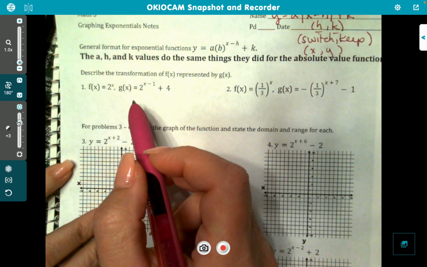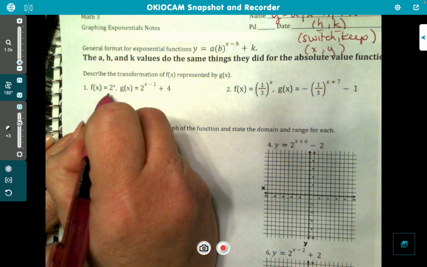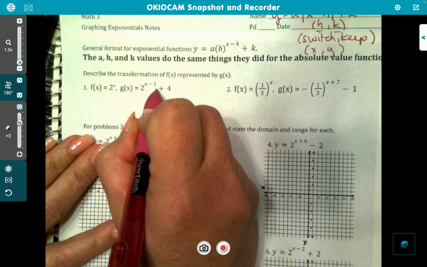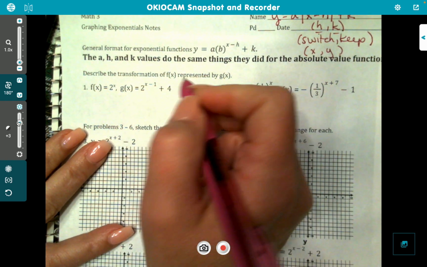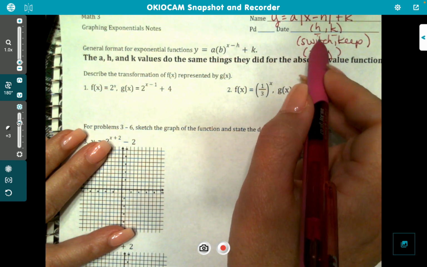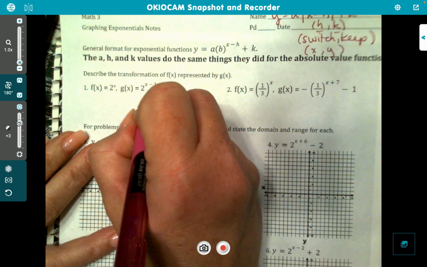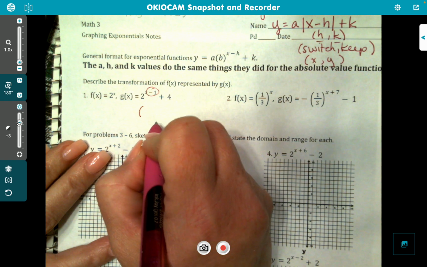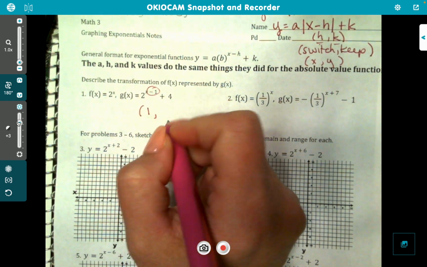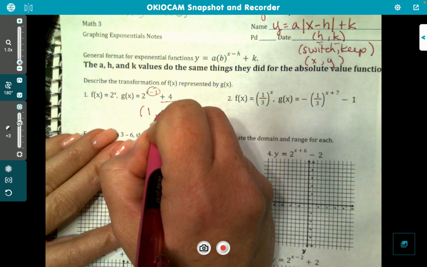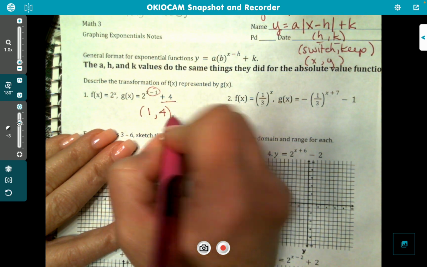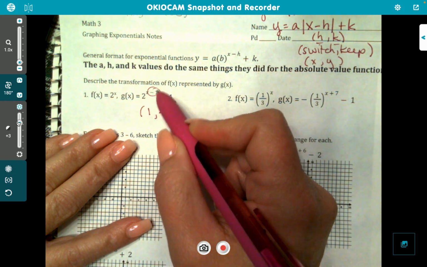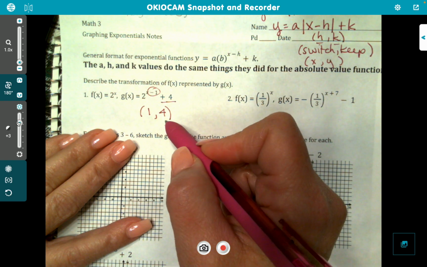So what we're going to do is first look at comparing f of x equals 2 to the x to the graph of 2 to the x minus 1, and then add 4. So again, remember the first thing I told you to do is to switch, keep when identifying your h, k. So whatever you see here, if it is minus 1, switch it to the opposite, which would be positive 1. And then this is your k value, which we keep as positive 4. So again, switch, keep. Switch the sign of this number here beside the x, and then keep this number here on the outside.